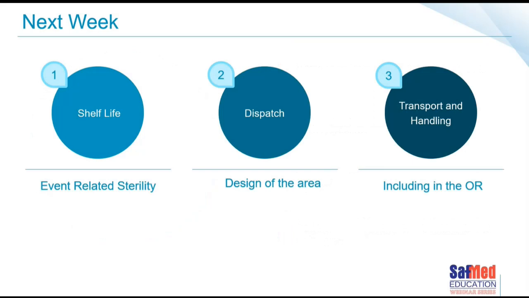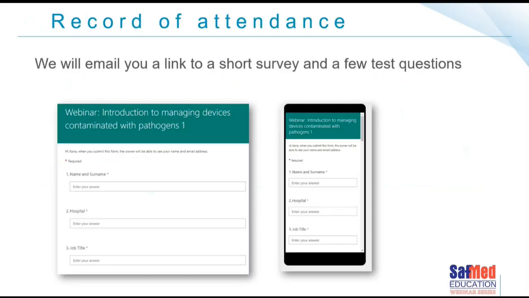Now, next week, we will look at shelf life and, of course, expiry dates and event-related sterility. We'll look a little bit at the design of the dispatch area, what the guidelines say about that, and then we'll focus a little more on transport and handling, including handling of packs in the CSSD all the way to the operating room.